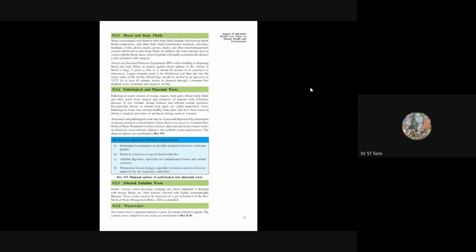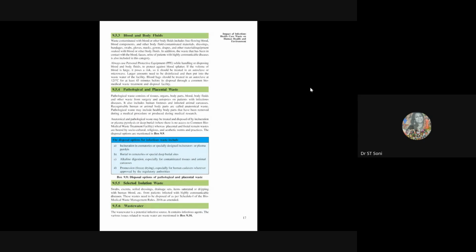Blood and body fluids, again, exposure, personal protective equipment, as per the NACO guideline, we need to adhere to or respond and react to that risk. Pathological and placental waste, definitely, again, will go in the yellow bag and go to the common biomedical waste treatment facility for incineration. Incineration, plasma pyrolysis, deep burial are not now recommended except for small areas. It is not recommended everywhere.